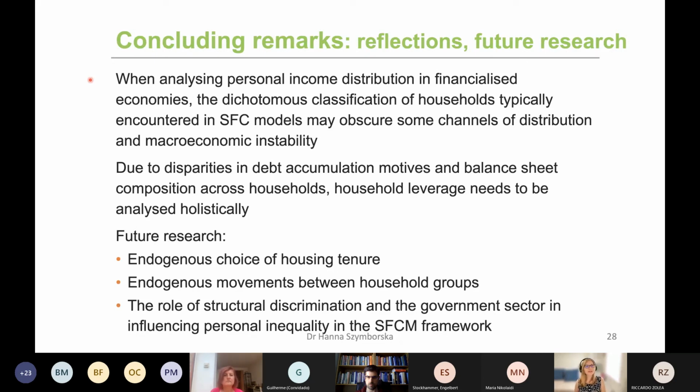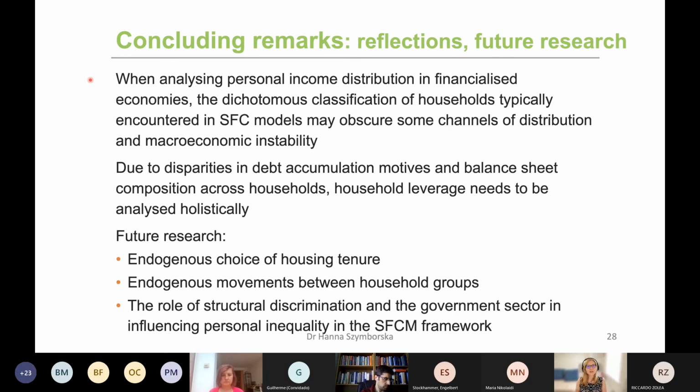Again, I'm not claiming it's the way to model the household sector in stock flow models. I'm saying it's a way of modeling the household sector if we are interested in looking at personal income and wealth inequality, and more specifically. And it also highlights that it is important to look at these different features of household balance sheets, like wages, like debt, like home ownership, more holistically.